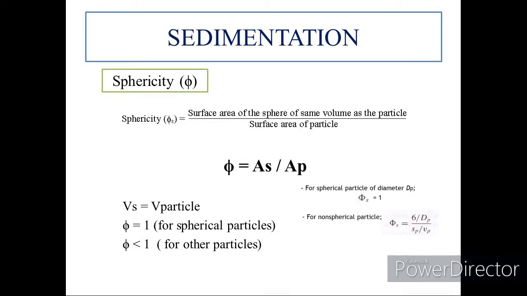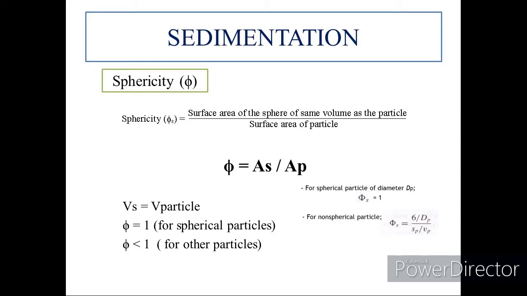In finding the sphericity of a particle, we have these formulas that we can use in order to find the sphericity of a certain object. Take note that in finding the sphericity, the volume of our sphere is equal to the volume of your particle. And for spherical particles, the sphericity is equivalent to 1.